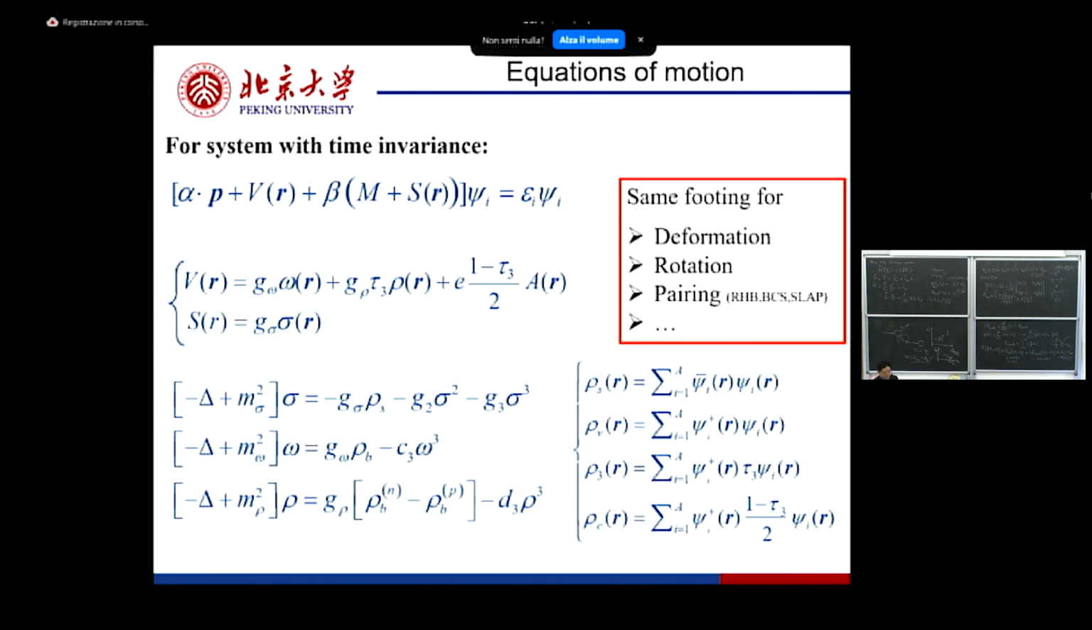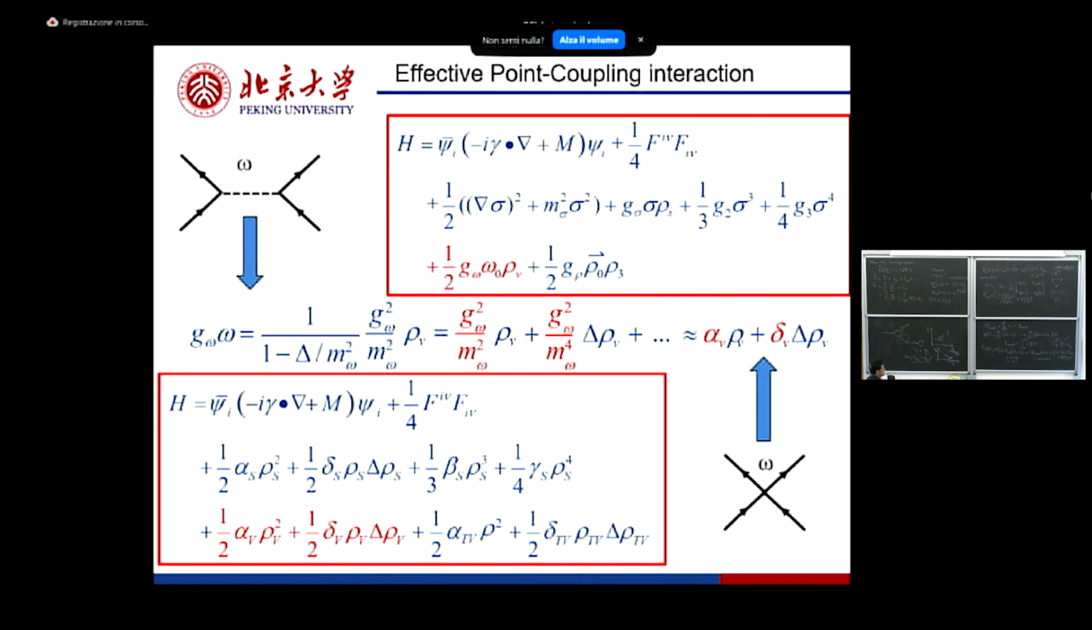Then this is the so-called meson exchange relativistic mean field, or meson exchange density functional, right? So sometimes people don't like this kind of terminology. The reason is because we have to solve the Klein-Gordon equation, right? And also we have to answer the question, what is the sigma meson? Because the sigma meson is not observed. Then what can we do?